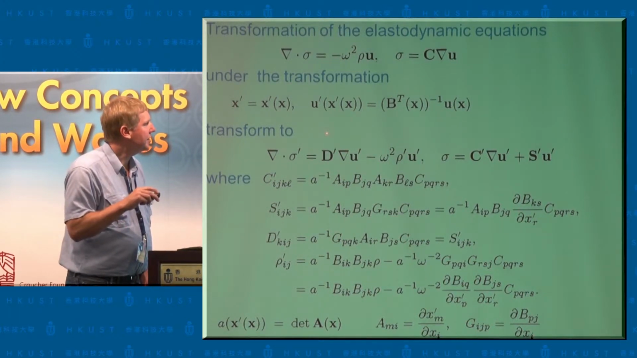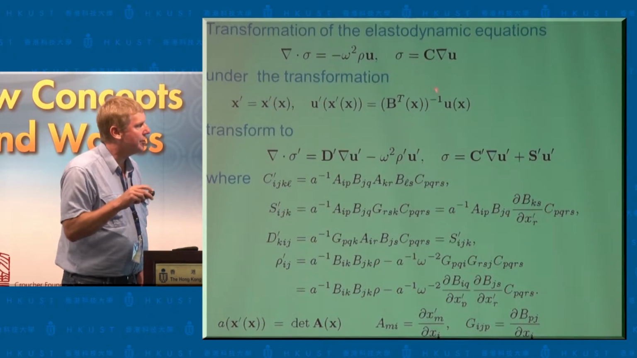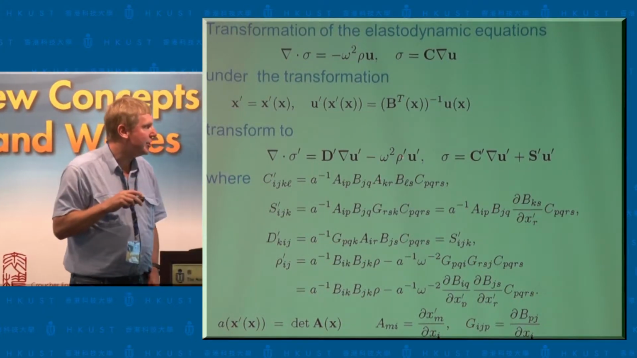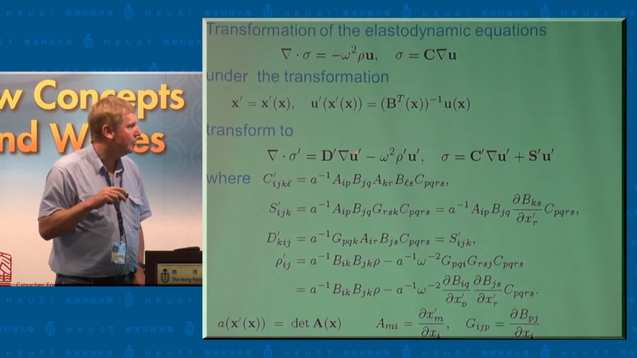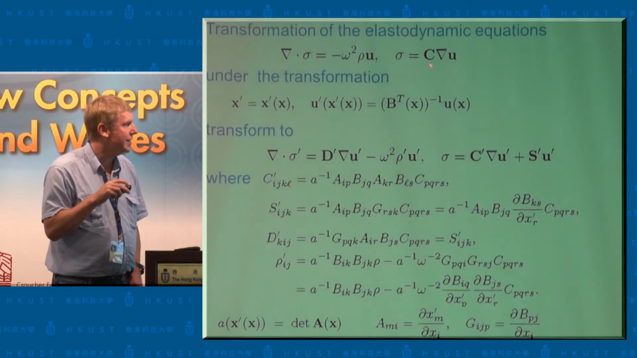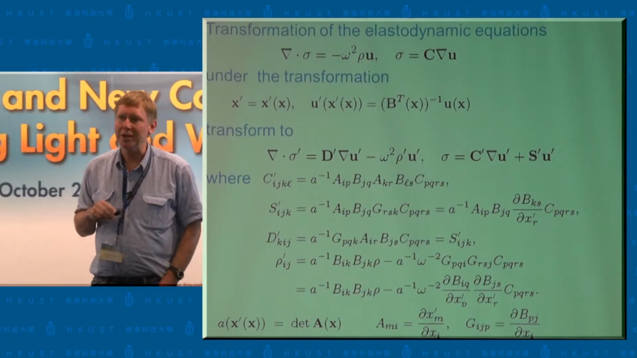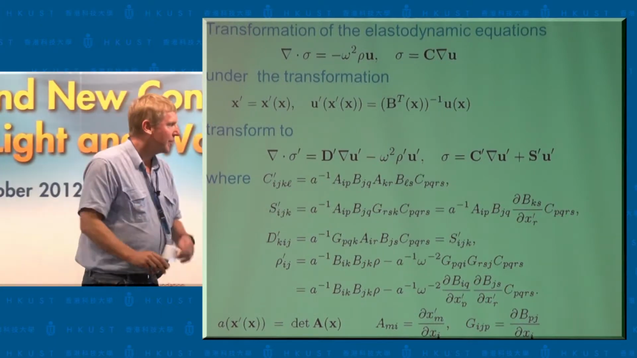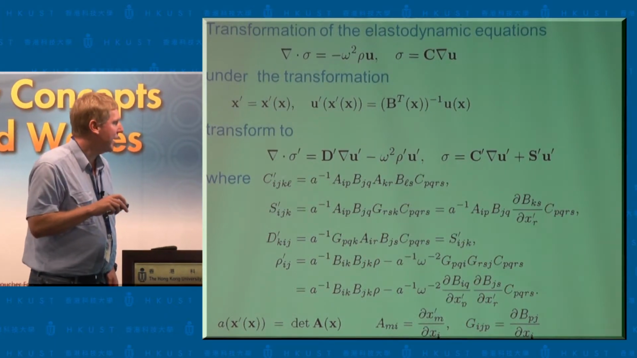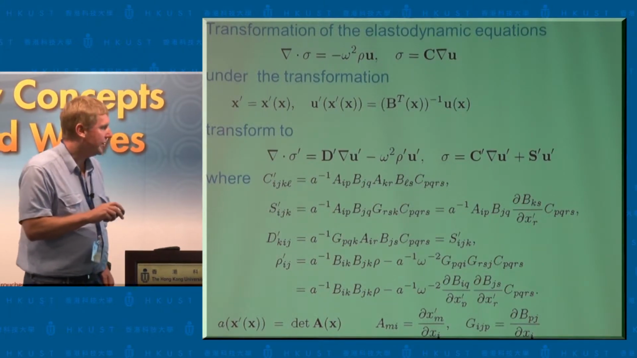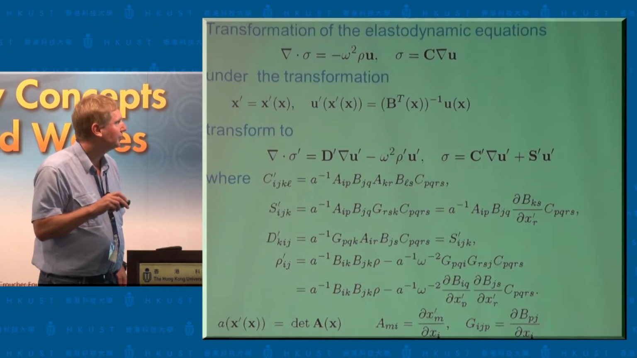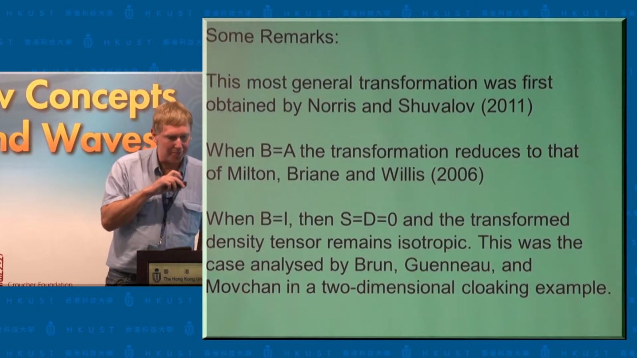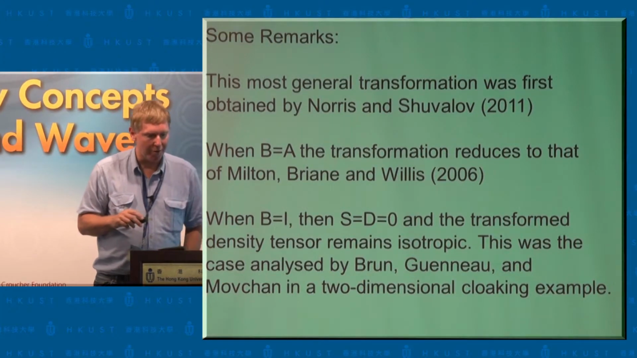So the interesting thing is that elastodynamic equations, in contrast to the equations of electrodynamics and acoustics, don't keep their form under coordinate transformation, but you need new coupling terms. Alternatively, the elasticity tensor C doesn't keep its symmetries. To begin with, we were interested in transformations where the elasticity kept its symmetries, but it's also interesting to look at transformations where it actually loses its symmetries. That's the case if you don't choose B equals A. That most general transformation was first obtained by Norris and Shuvalov in 2011. And if B equals A, it reduces to what we found before.